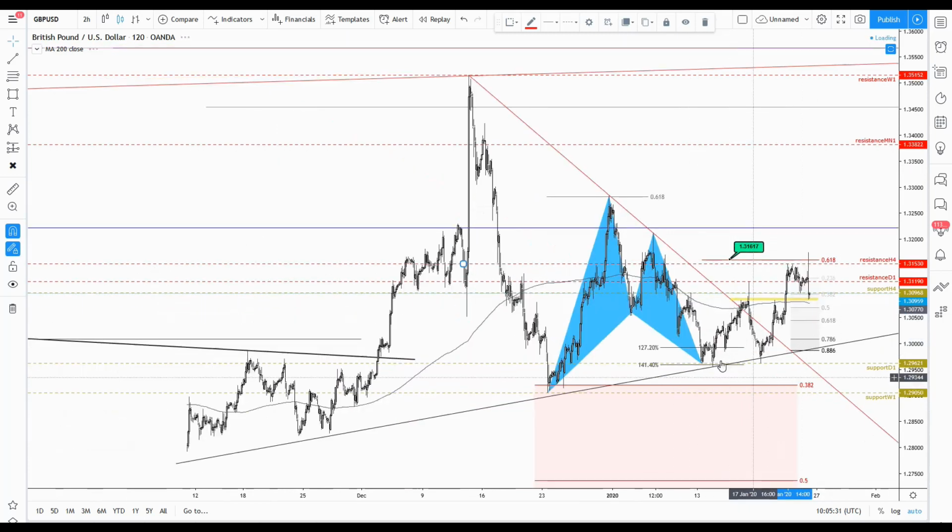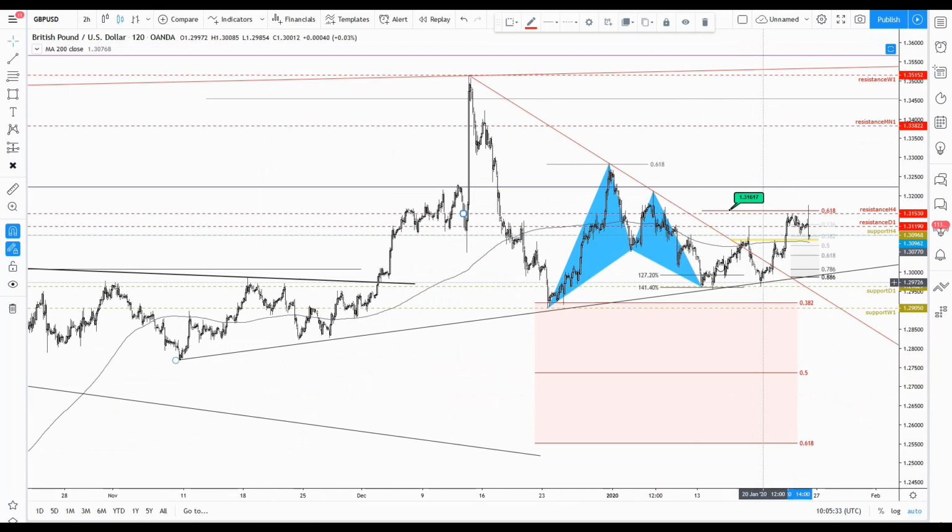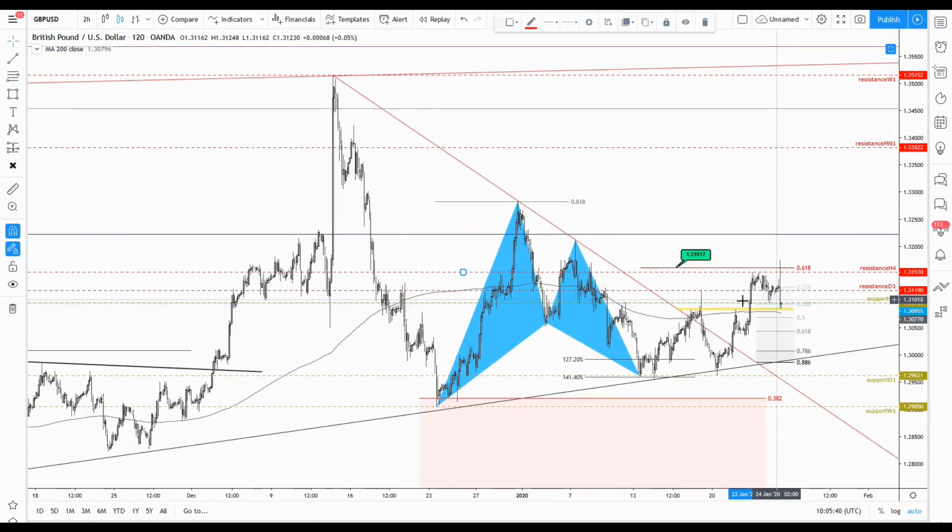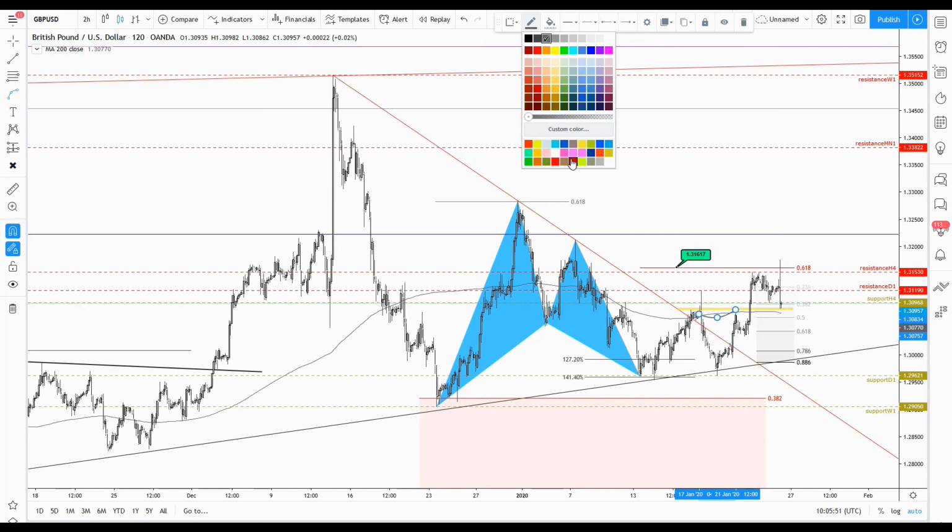So we can see this as a kind of double bottom, and we are now retesting the next zone. So basically this is what we have. We also have a lower time frame pattern that I forgot to mention in my last video.